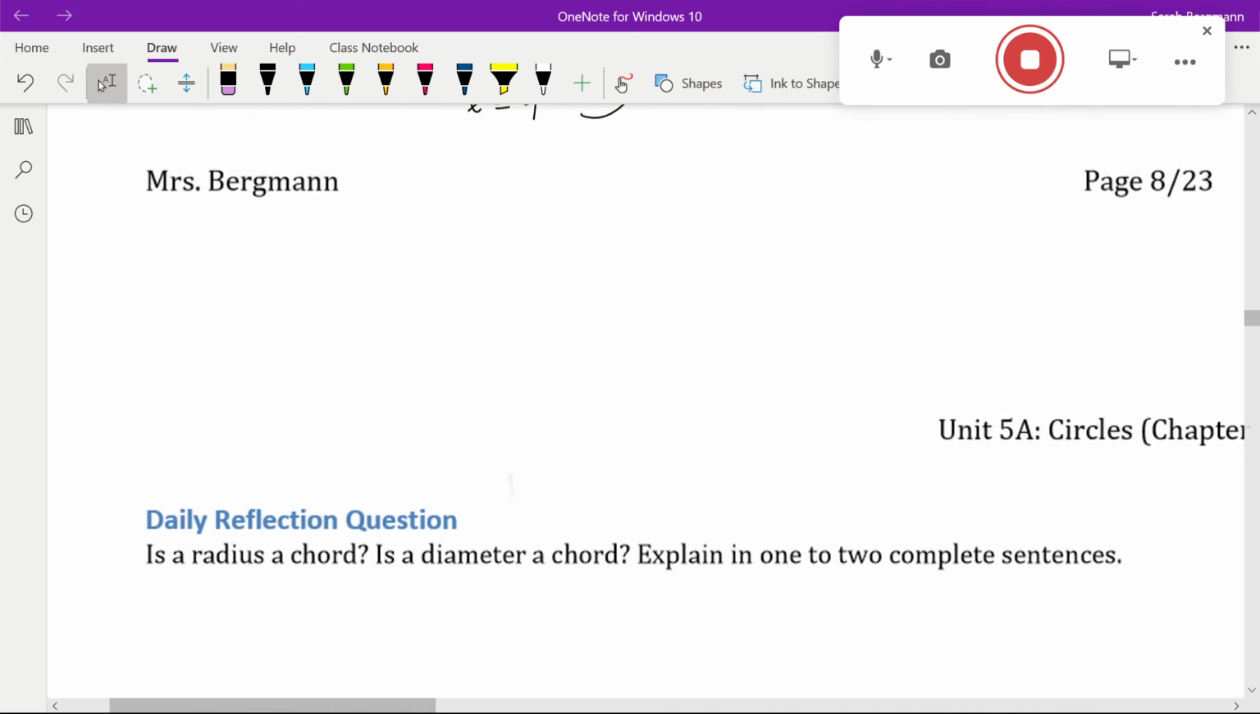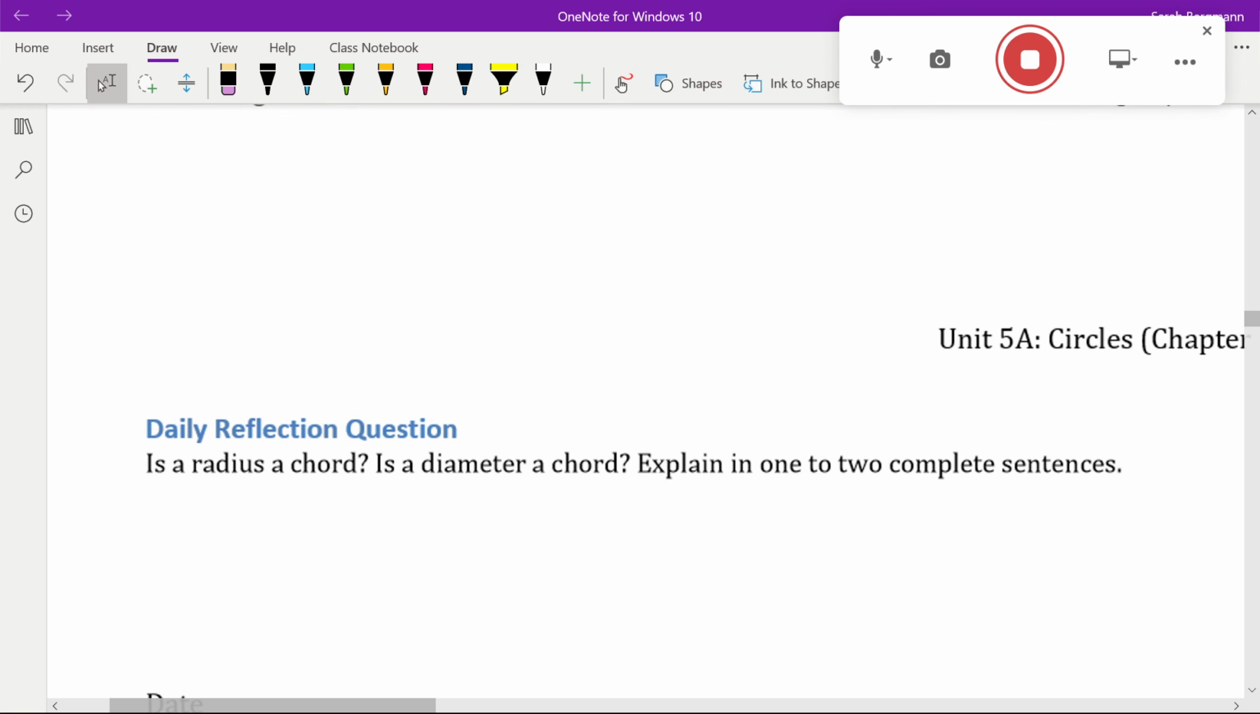And finally, I want you to reflect on this question. Is a radius a chord? Is a diameter a chord? Explain in 1 to 2 complete sentences.